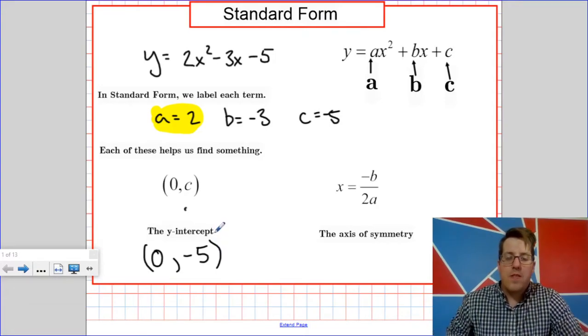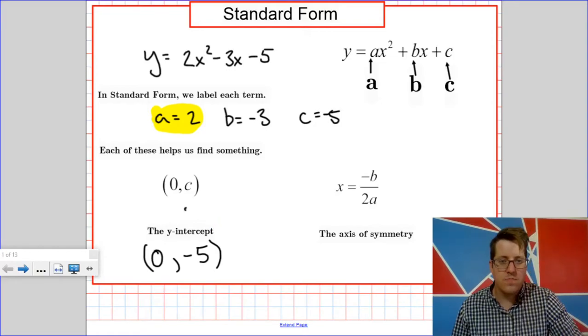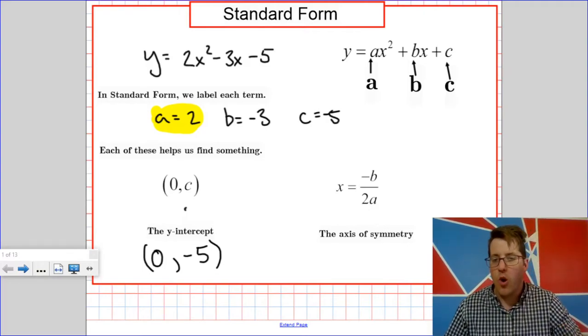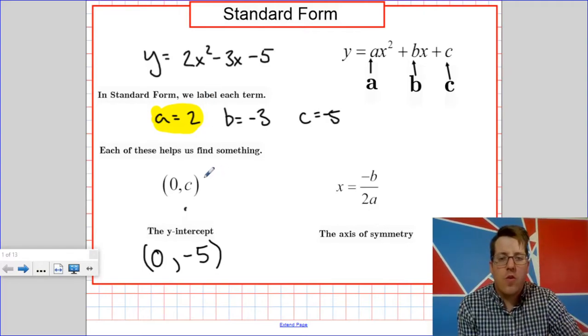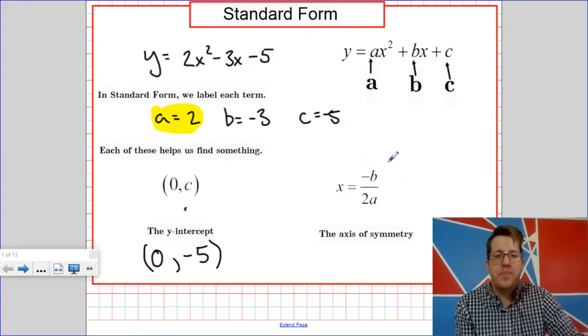The other part is the axis of symmetry, and I bet you know where the axis of symmetry comes from if you think about it. x equals opposite b plus or minus the square root of b squared minus 4ac all over 2a. So this comes from the quadratic formula.